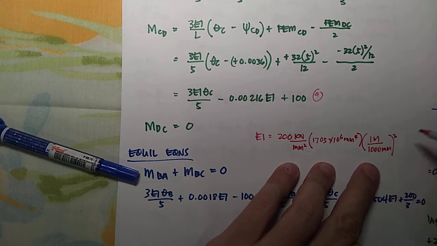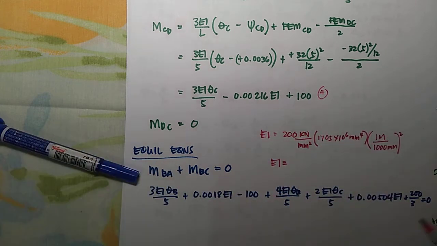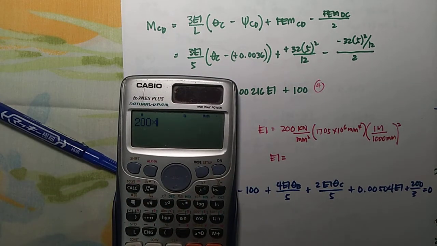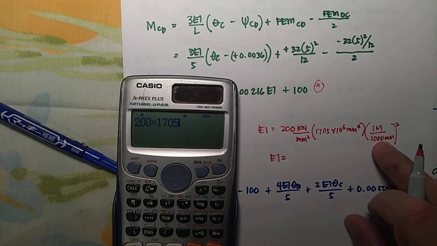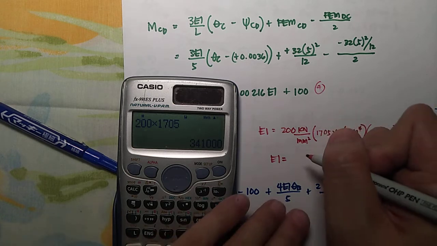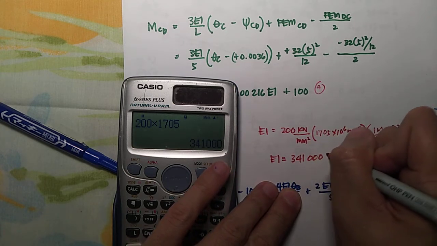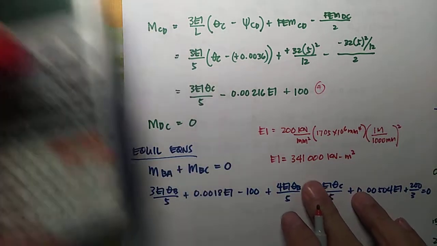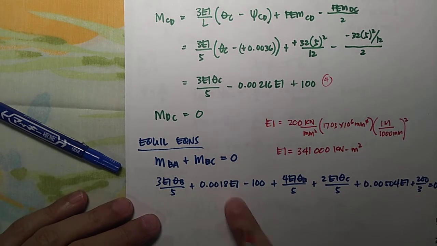Tapos, i-square ko sila parehas. Kaya, yung EI natin, mangyayari dyan is in terms of kilonewton meter, 200 times 1705. Cancel yung times 10 to the 6 at saka yung 1000 square. So magiging EI natin is 341,000, that's kilonewton meter square. So yan yung unit ng EI natin. Yan yung gagamitin nating EI dito sa mga EI values na to.